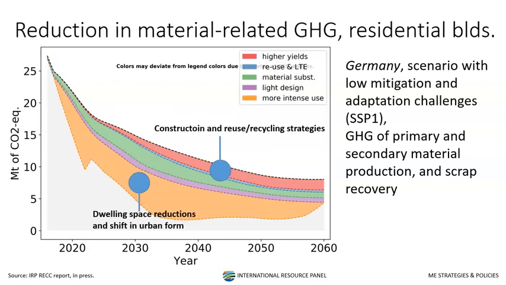A similar finding holds for residential buildings, where currently 25 million tons per year are emitted to supply new buildings to the German building stock and to recycle materials from there. This can drop significantly to maybe 8 million tons, and if we in addition apply higher yields and especially more intense use, meaning gradually less living space per capita, those emissions can decline even more drastically, meaning that construction at some point can almost come to a halt because we have a very mature building stock already.